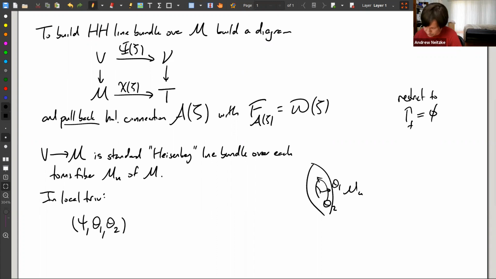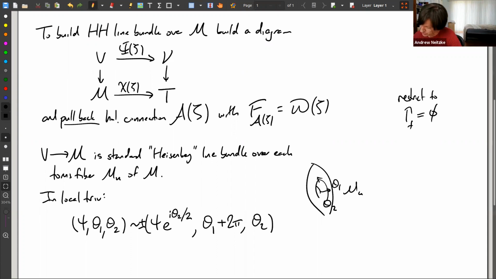Psi(θ1, θ2), when I shift theta by 2π, gets identified with e to the I θ2 divided by 2. And there's a tricky sign in this, which I don't want to try to talk about. So if we shift θ1 by 2π, then the fiber coordinate shifts by e to the I θ2 over 2. And if we shift θ2 by 2π, the fiber coordinate shifts by e to the minus I θ1 over 2.